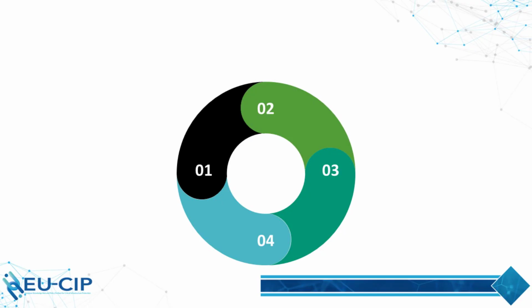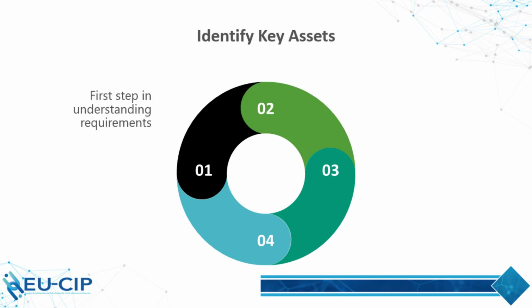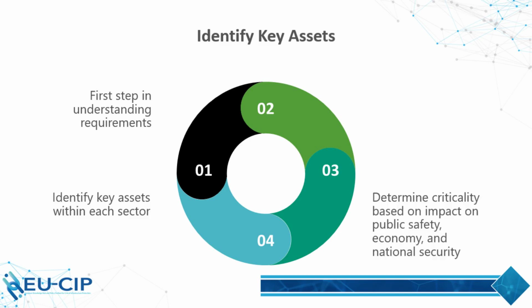The first step in understanding critical infrastructure requirements is to identify the key assets within each sector. These assets may include power plants, transmission lines, airports, seaports, telecommunication networks, water treatment plants, and government buildings. It is important to determine the criticality of each asset based on its impact on public safety, the economy, and national security.